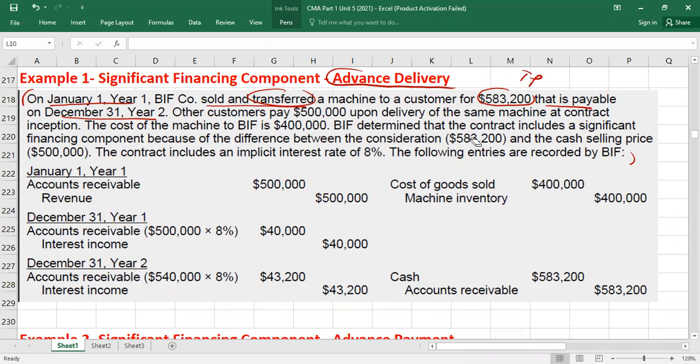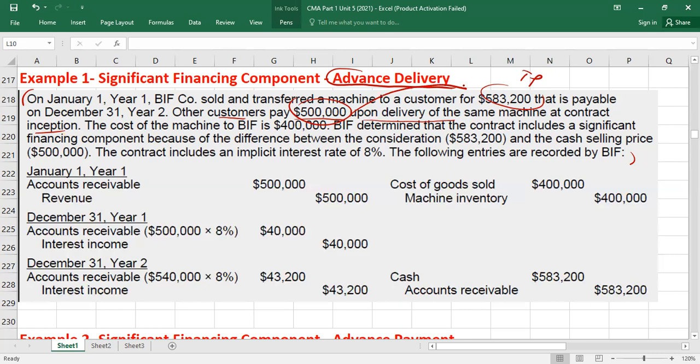Okay, then he told you, other customers pay $500,000 upon delivery of the same machine at contract inception. Actually, it is the cash price. If the customers are paying immediately, they are paying $500,000. It means this is the cash price. And obviously, the cash price is different from the transaction price. The difference is 83,200. It means this is your interest income actually.